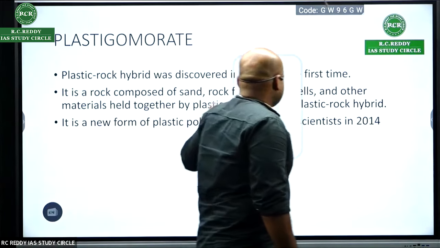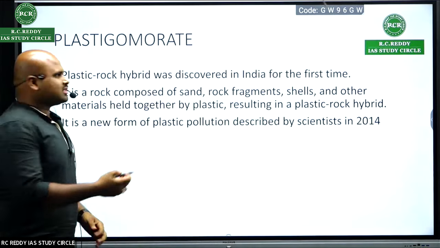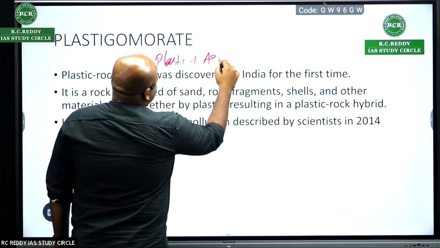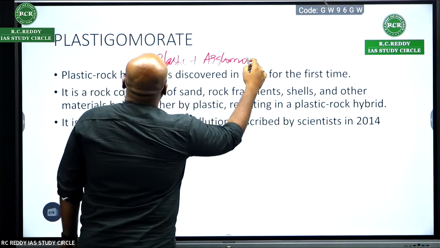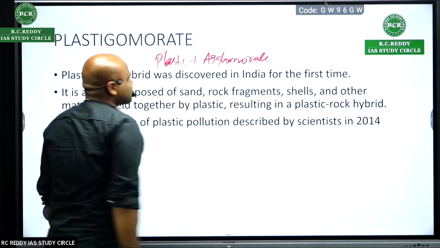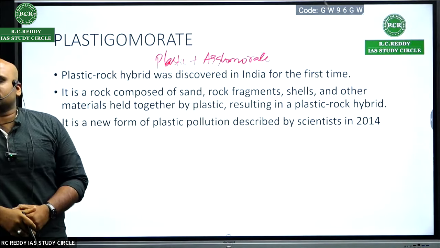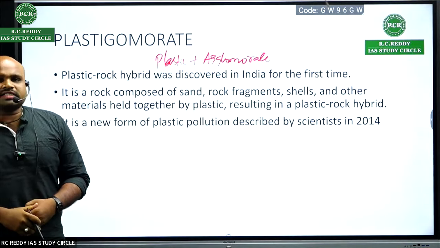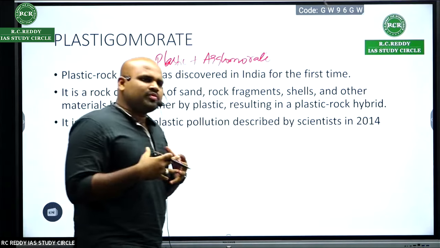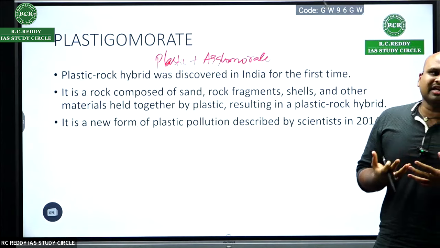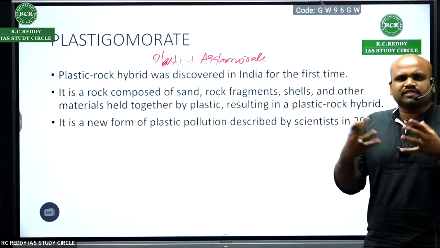Plastigomerate. Right? What is that? A plastic plus agglomerate. Savarna Dirga Sandhi. Plastic plus agglomerate. It's an agglomerate which is present because of plastic. That means what is happening? You see that the plastic is going to be a binding factor existing among different rocks, different entities, different geomorphological entities.